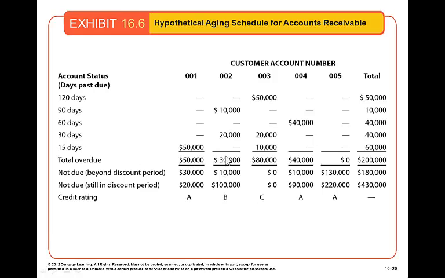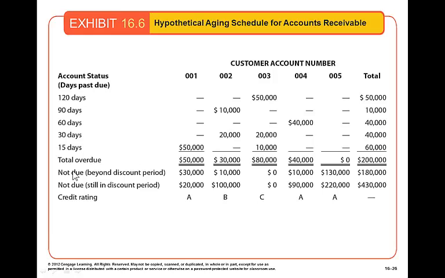The total overdue for customer 2 is $30,000. He's got $20,000 that just kicked past 30. $10,000 is at 90, so he's got $30,000 overdue. Remember, that should be 0 right there. $80,000 for customer 3. Well, it really should be $70,000 because this $10,000 is not overdue. Customer 4 is $40,000. Customer 5, 0.